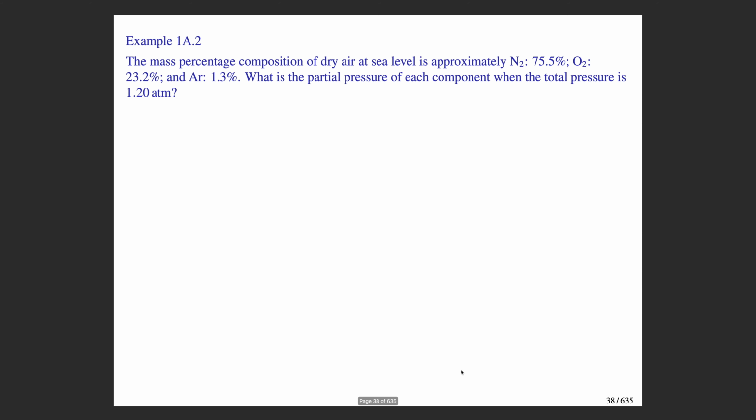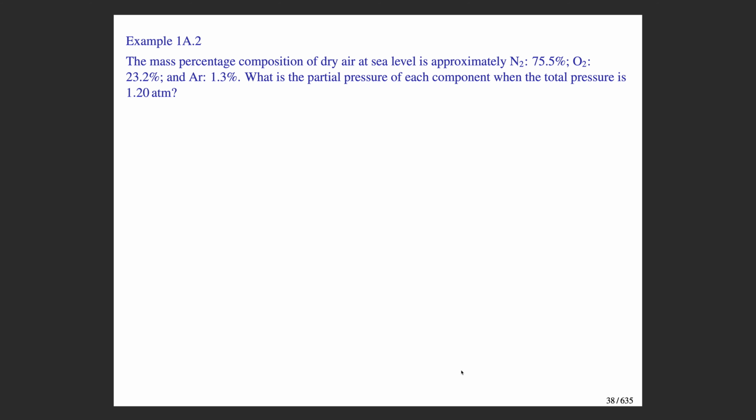Okay, so we're going to do a little practice problem here involving gases. They tell us that the mass percentage, the mass composition of dry air at sea level is approximately 75.5% nitrogen, 23.2% oxygen, and 1.3% argon. What is the partial pressure of each component when the total pressure is 120 atm?